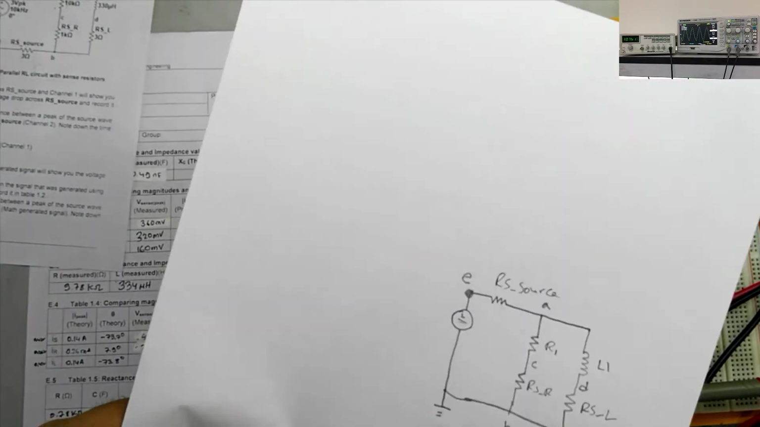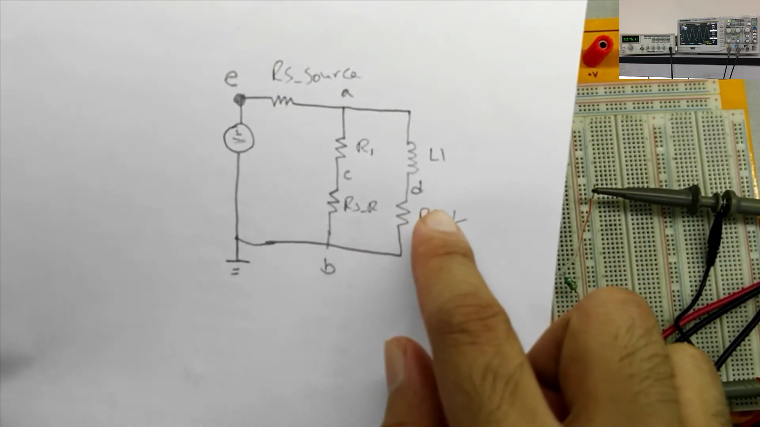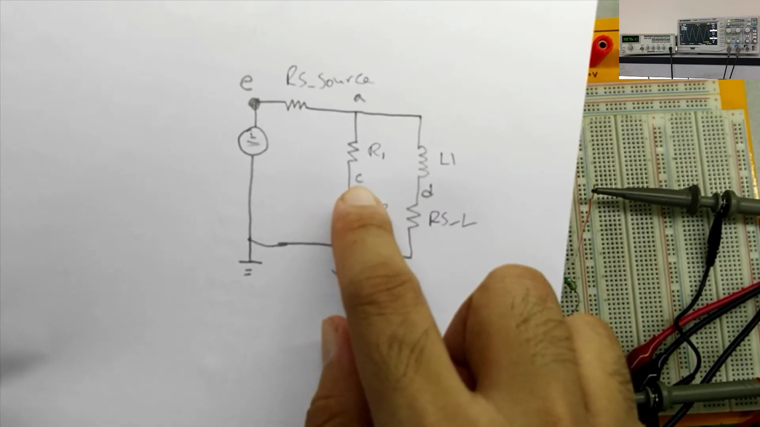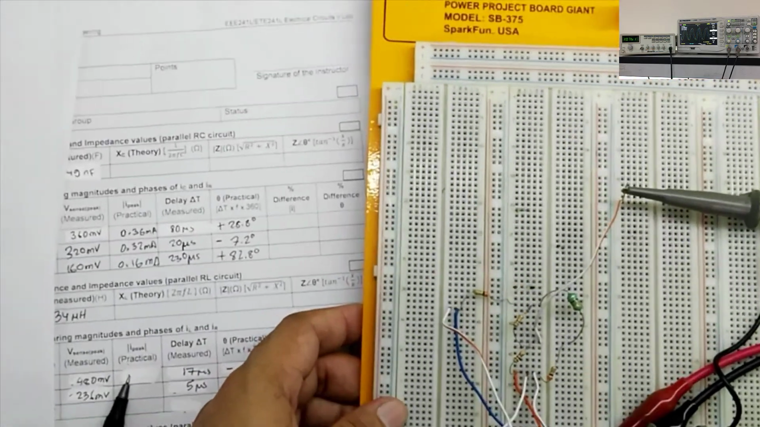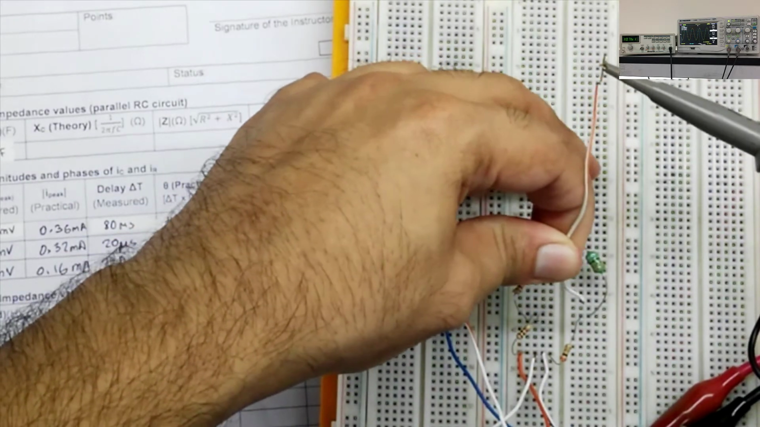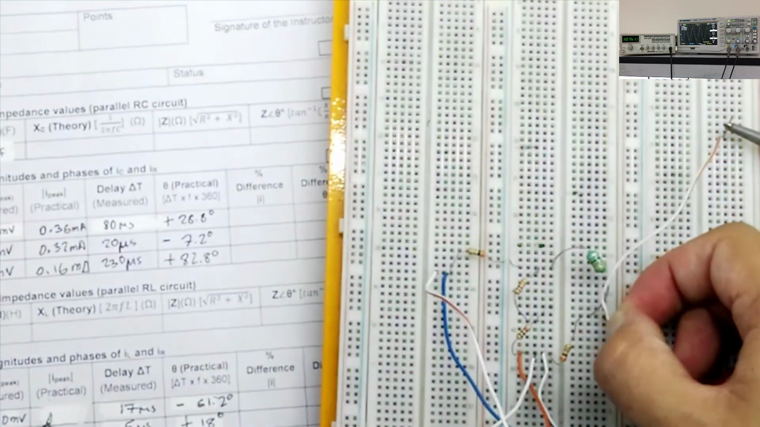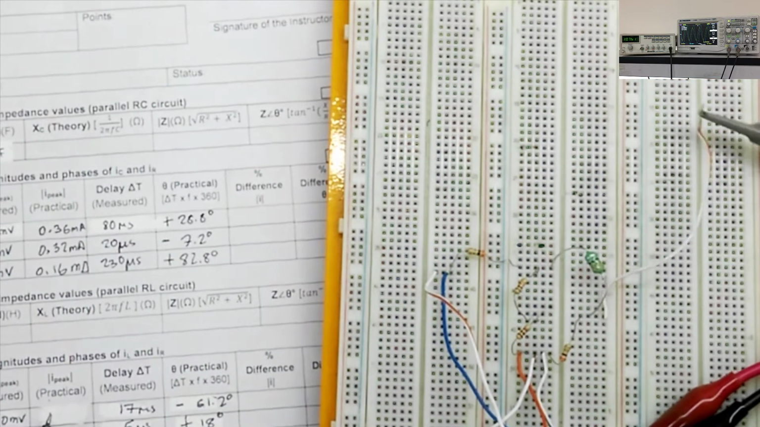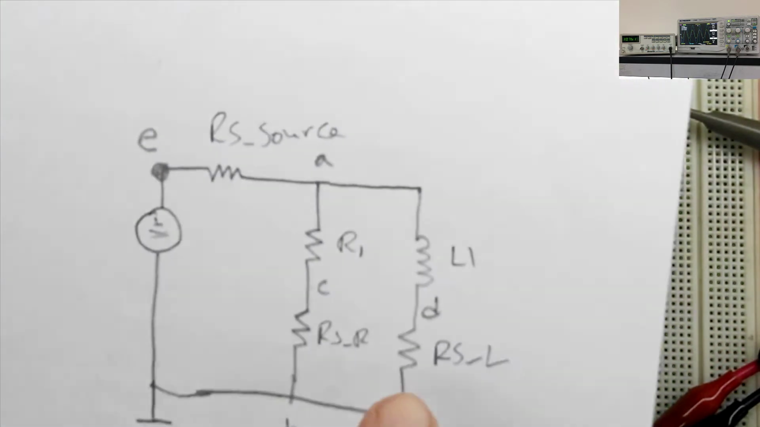Now to take the reading for this sense resistor for inductor, we have to move one of the channels to node D. We have connected channel 2 to node C, we will move it to node D. I am removing this channel 2 from node C and attaching it to node D. So now channel 2 should give us the voltage across the sense resistor L, RSL.